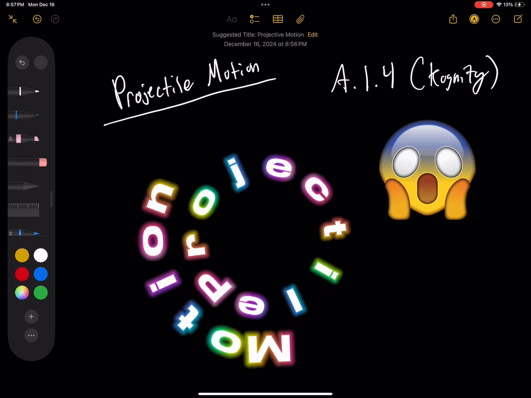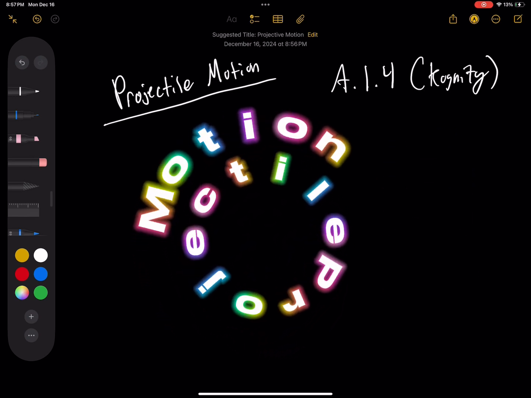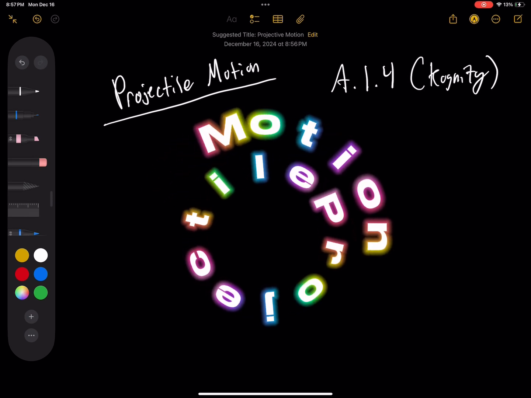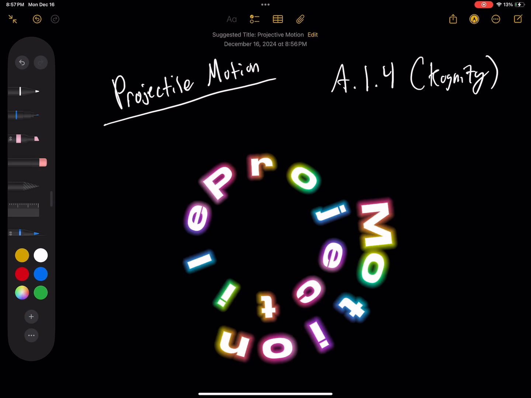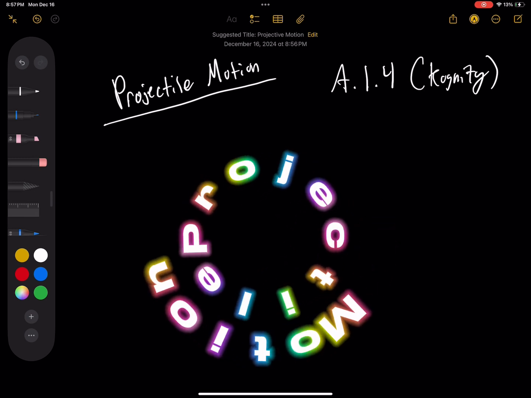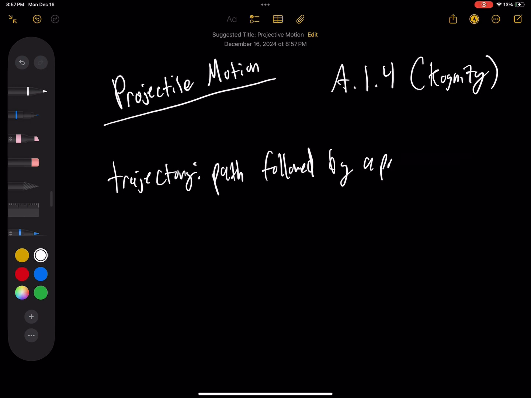So, projectile motion, defined on the Wikipedia page, is a form of motion experienced by an object or particle, a projectile, that is projected in a gravitational field, such as from Earth's surface, and moves along a curved path, a trajectory, under the action of gravity only. So, trajectory is the path followed by a projectile launched at an angle.